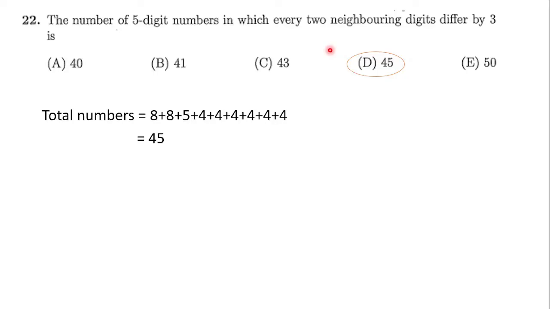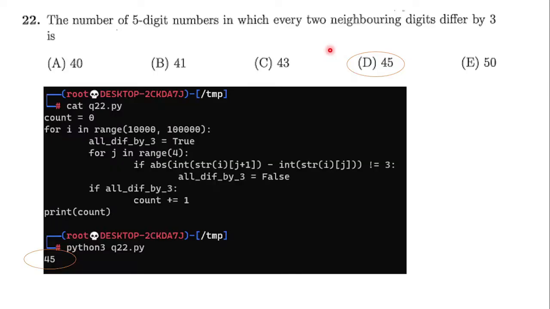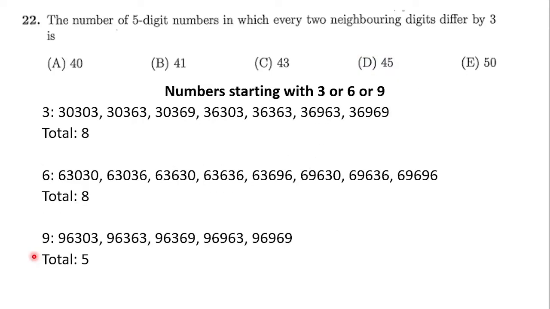I also wrote some Python code to verify this, just going through every 5-digit number, and then checking if they all differ by 3, and counting these, and it gets 45, all these 45 numbers here.